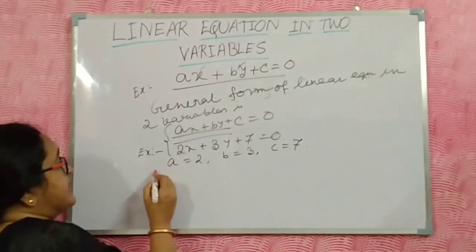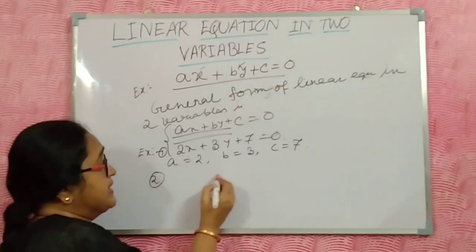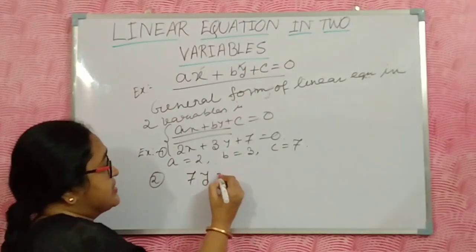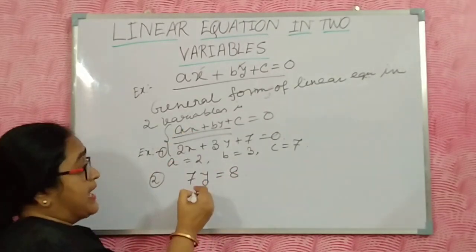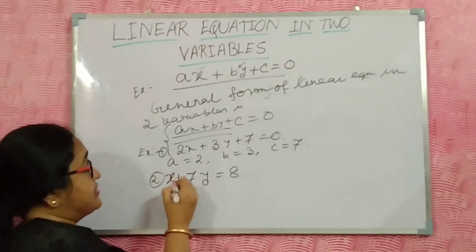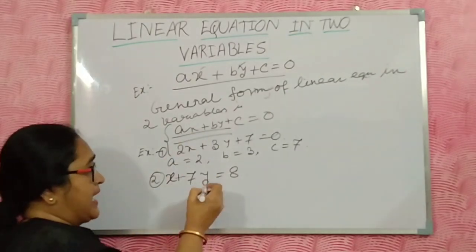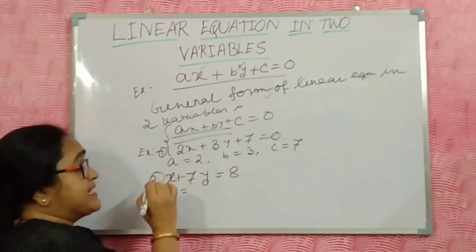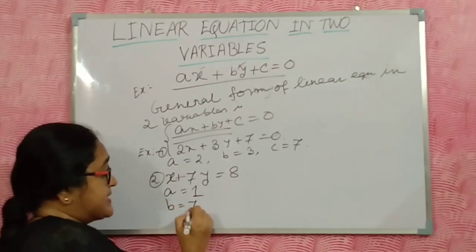Okay. Now I take another example. This is the first example. Another example: x plus 7y is equal to 8. Then you just compare and say what is the value of a. Here is nothing, that means 1. And b is 7.